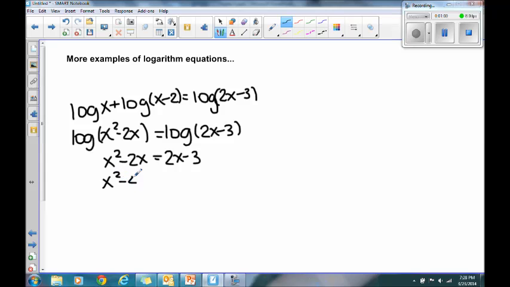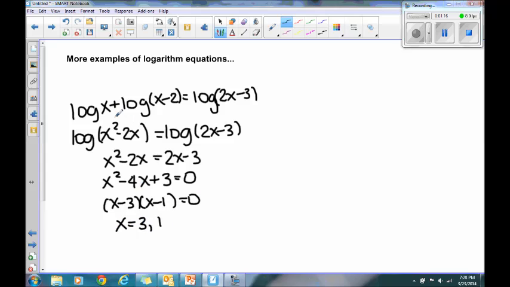From here, this is a quadratic equation. You should be a master at solving these by now. Again, all of the ones in the book that I will assign will factor, so there's no need to do the quadratic formula or anything fancy there.